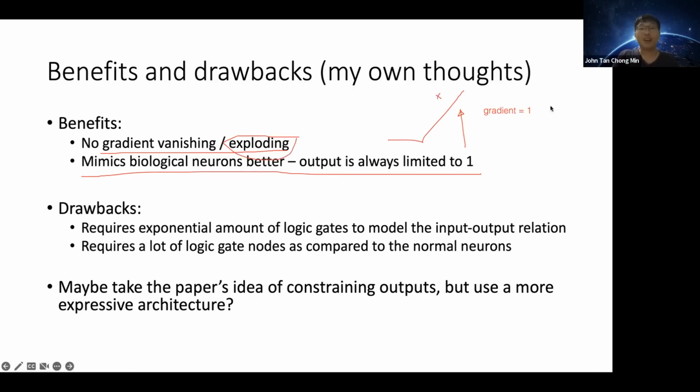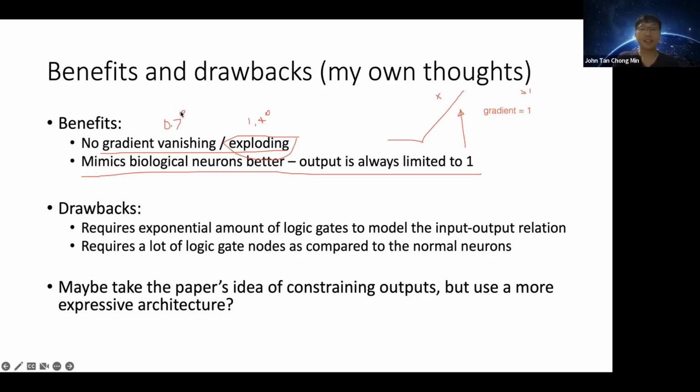If the original gradient is greater than 1, you have exploding gradients, because maybe 1.4 to the power of 10, you actually get a very large number. But if, let's say, your original gradient is maybe 0.7 to the power of 10, you actually get a very low number. So these are inherent issues using the ReLU activation function.